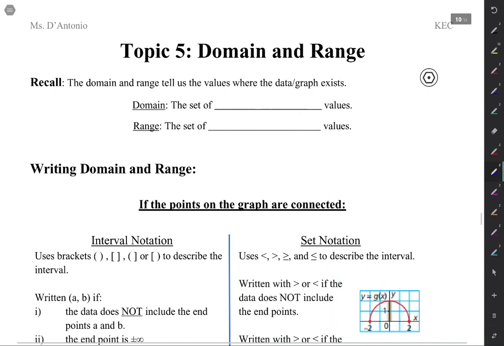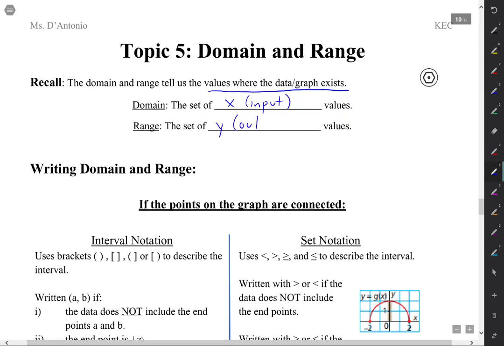In topic 5, we're going to be looking at domain and range. So the domain and range tell us the values where the graph or data exists. And if you remember from topic 2, we said the domain is the set of x values, or in other words, the input, and the range is the set of y values, or the output.